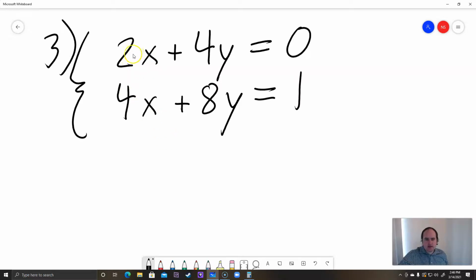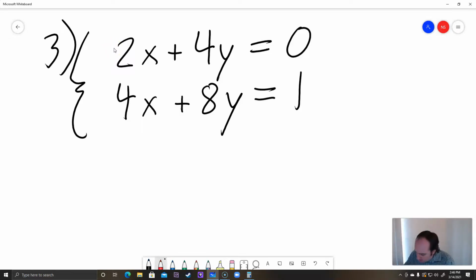So how am I going to get 2x and 4x to cancel? Well, basically you multiply the equations by whatever you're missing. Now what do I mean by what you're missing? Well, on the bottom we have 4, on the top we have 2. So what are we missing on the top? Well, we know that 2 times 2 is 4.